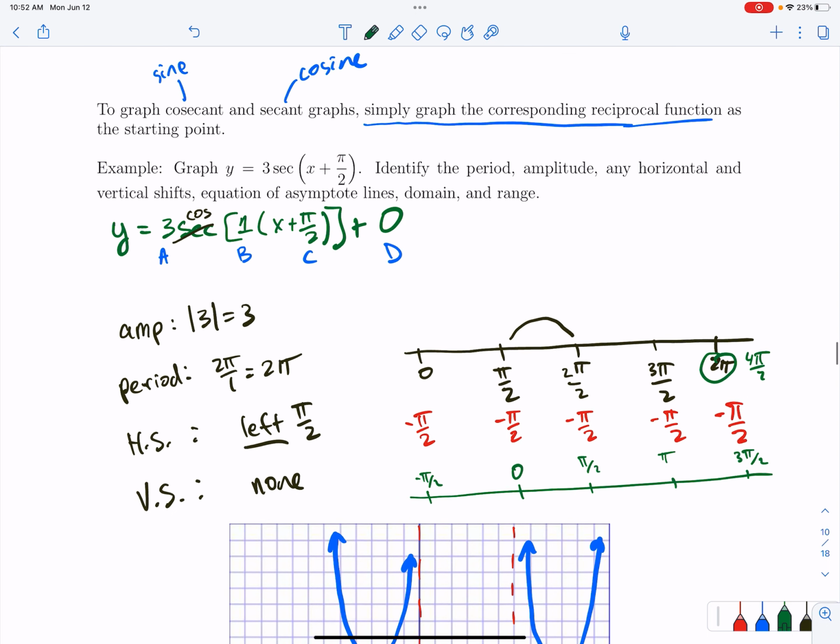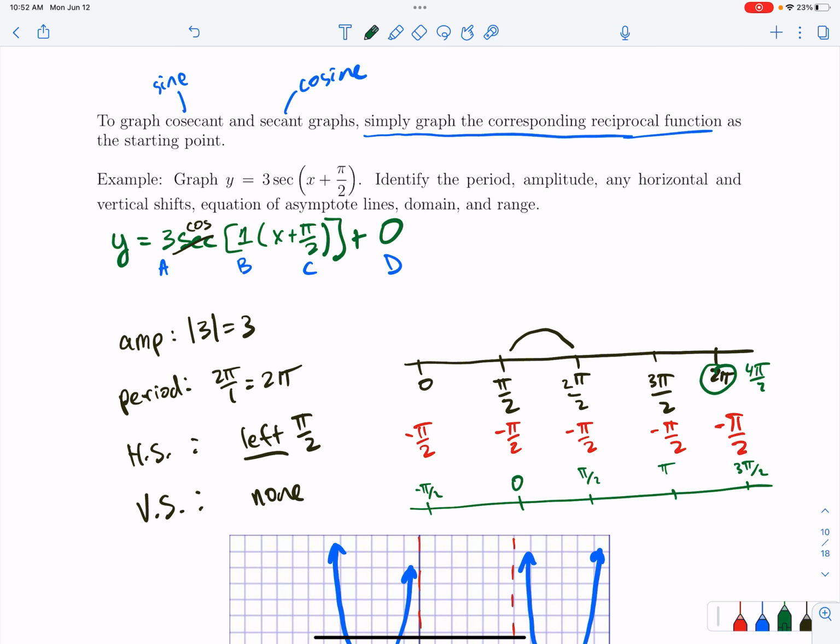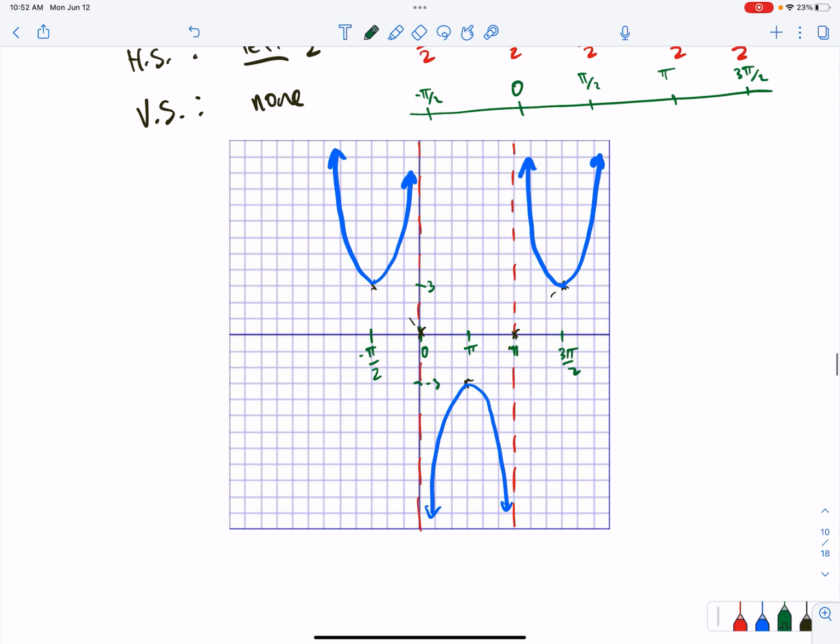All right, and what information are we asked for? We found the amplitude, period. We found the shifts. Next, we want to find the equation of the asymptote lines and then the domain and range. Okay, so for the equation of the asymptote lines, we want to come up with a general equation that will generate the infinite number of asymptote lines that we have. So remember, this graph just repeats for every location on the number line. So we have an infinite number of asymptotes.